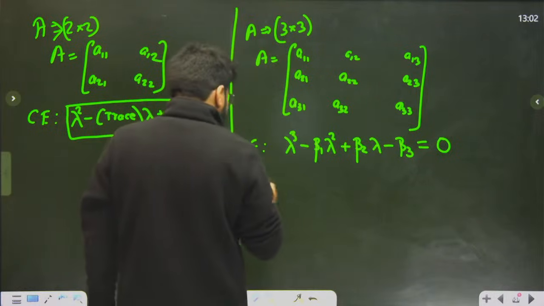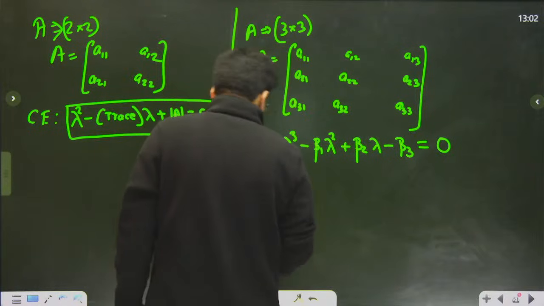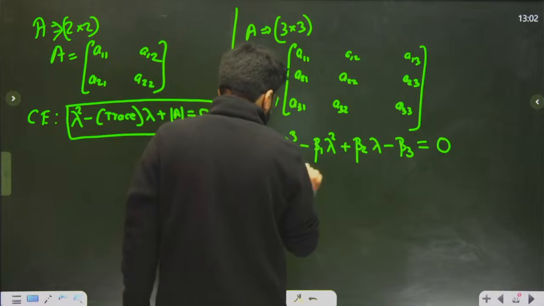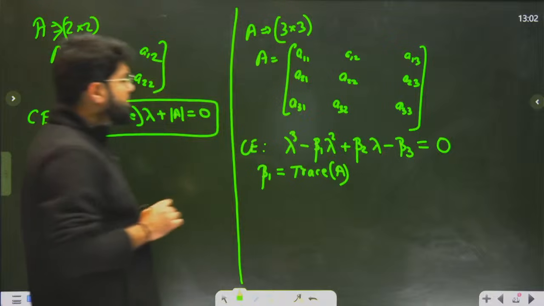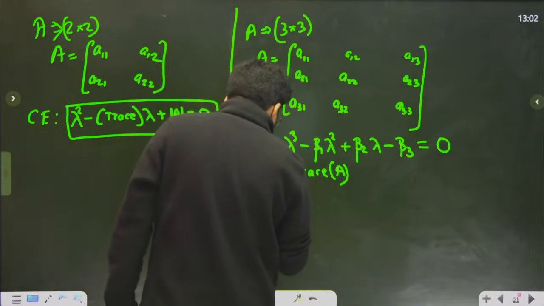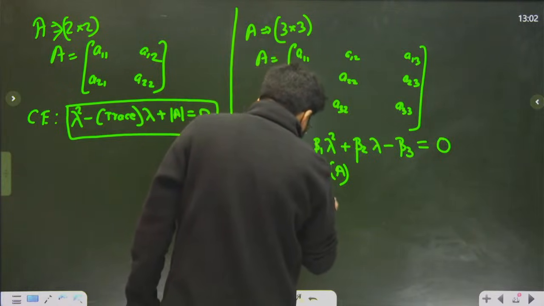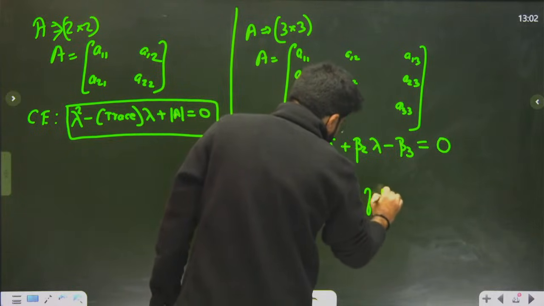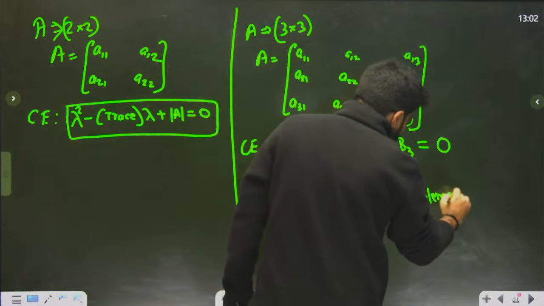I'll tell you first what beta 1, beta 2, beta 3 are. Beta 1 is the first factor, which is the trace of the matrix A, the sum of diagonal elements. Beta 2 is known as the sum of minors of diagonal elements. Any matrix given at runtime, you can calculate.